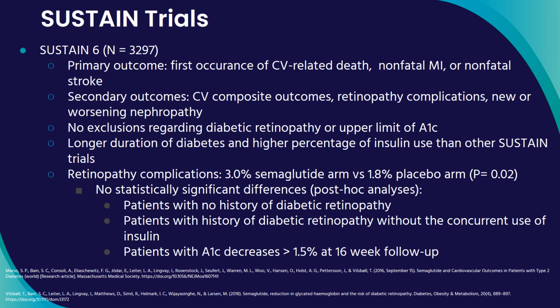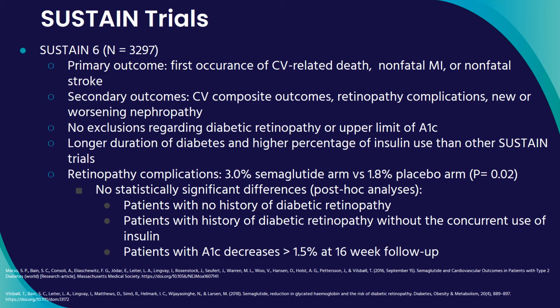SUSTAIN-6 was a prospective, randomized, double-blind, placebo-controlled, parallel group trial containing 3,297 patients at randomization. The primary outcome for the SUSTAIN-6 trial was the first occurrence of death from cardiovascular-related events, non-fatal MI, including silent, or non-fatal stroke. The secondary outcomes were a composite cardiovascular outcome that included death from cardiovascular causes, non-fatal MI, non-fatal stroke, coronary or peripheral revascularization, and hospitalization for unstable angina or heart failure.